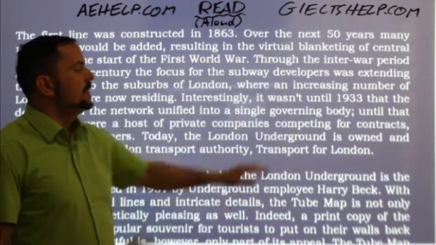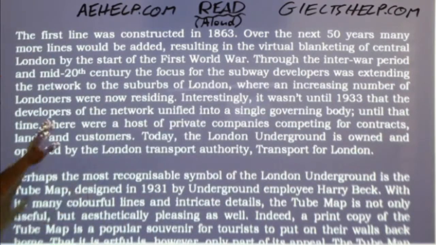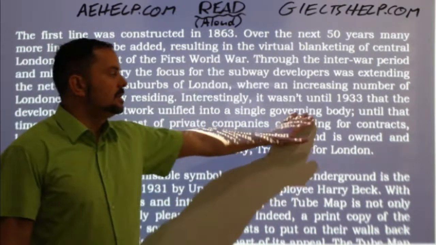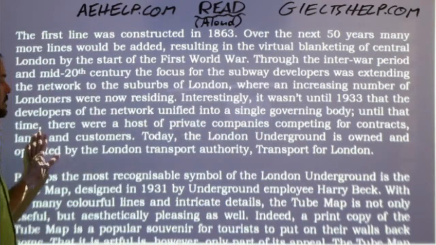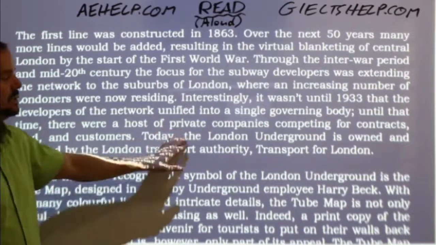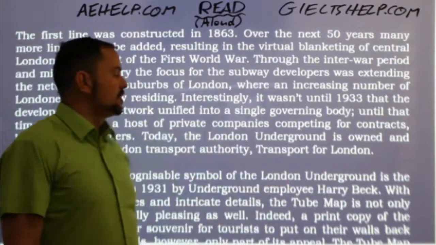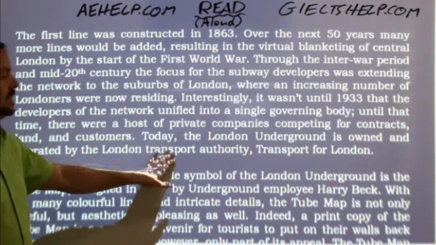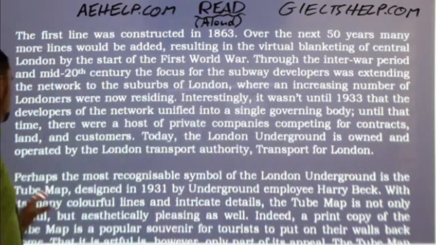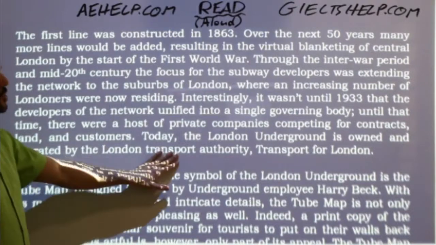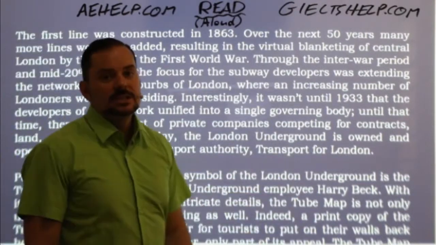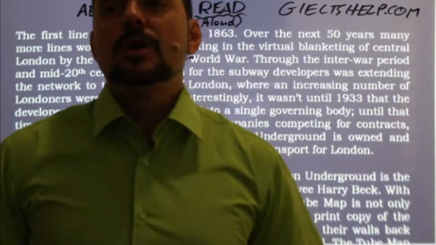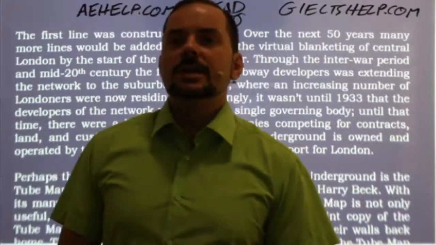Interestingly, it wasn't until 1933 that the developers of the network unified into a single governing body. Until that time, there were a host of private companies competing for contracts, land, and customers. Today, the London Underground is owned and operated by the London Transport Authority, Transport for London. All right, so what are we talking about here?